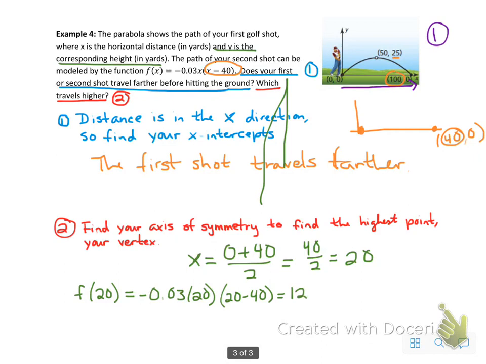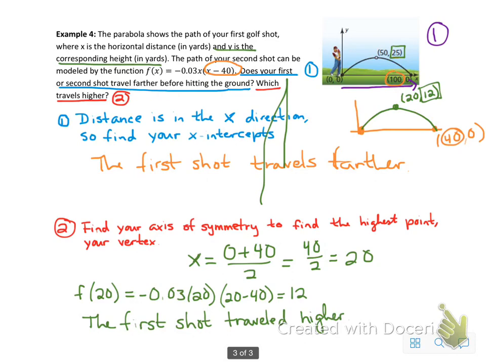So if we were to mark this on the graph, we'd have the parabola arcing down, and this point is (20, 12). And we're comparing the y values. So we have the 25 and the 12. So which one is higher? Well, 25 is much higher than 12. So the answer is that the first shot traveled higher.